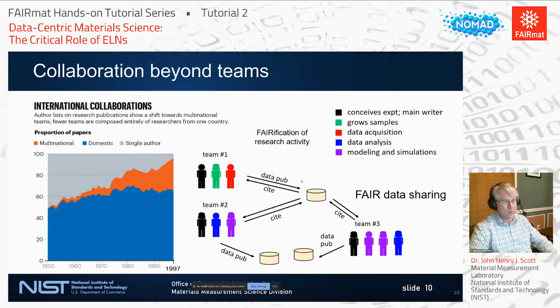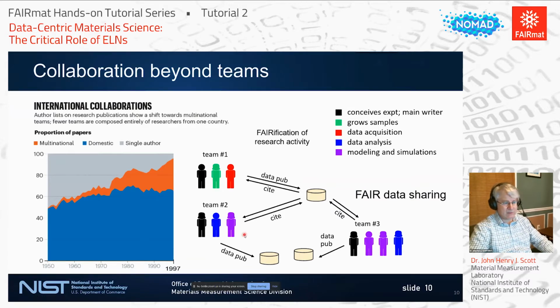And so one way of performing this kind of collaborative or cooperative work without being co-authors or true team members is for a small team of specialists to, for example, fabricate the samples and publish in a data publication some characterization of those samples, and then perhaps some advanced characterization, such as electron microscopy, by a specialized team as well.